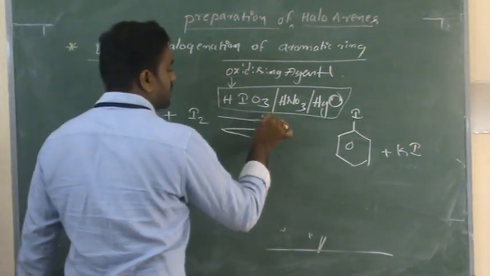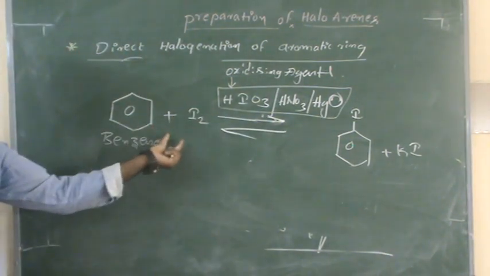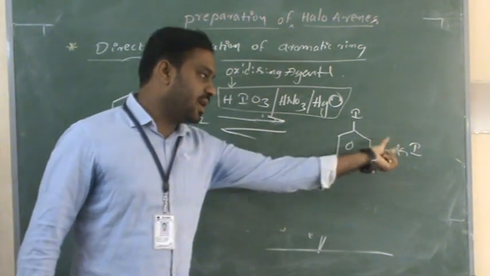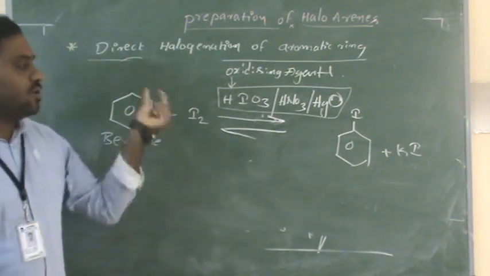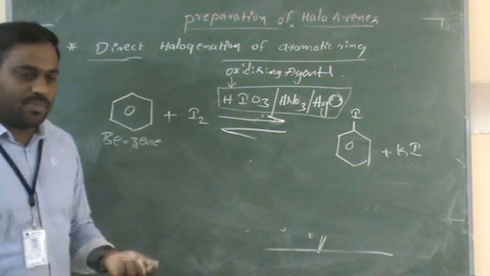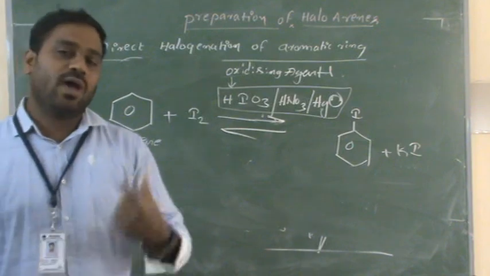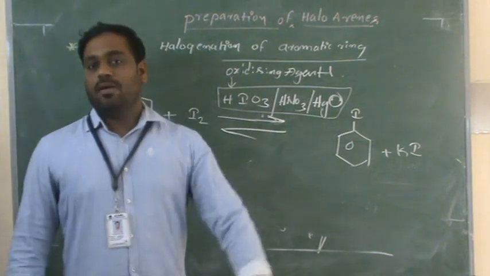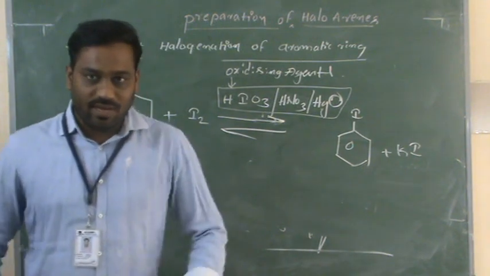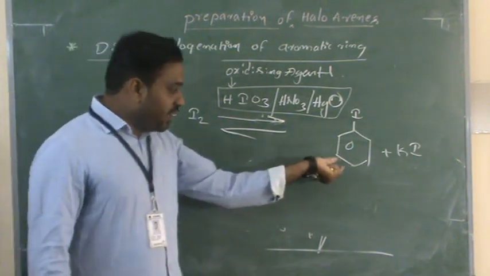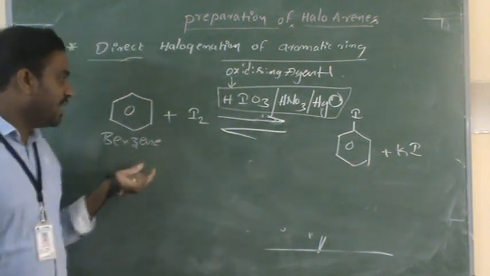You know what a reversible reaction is? The reactants react to give products, and again the product can react with the reactant. That means it is a reversible reaction. We have to stop the reversible reaction, because we require iodobenzene. Our major aim in this method is to prepare iodobenzene. But after getting iodobenzene, it can react again with potassium iodide and give back the reactants.